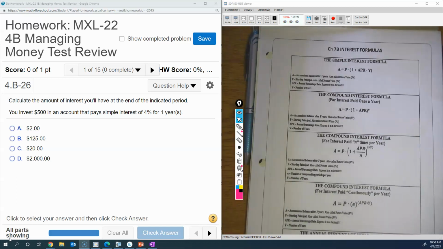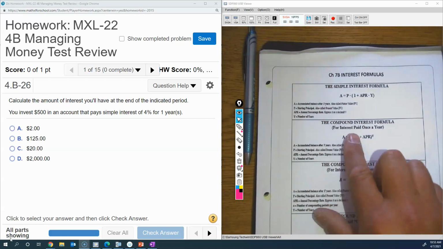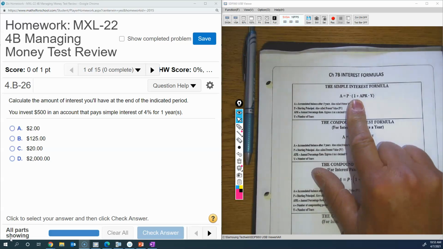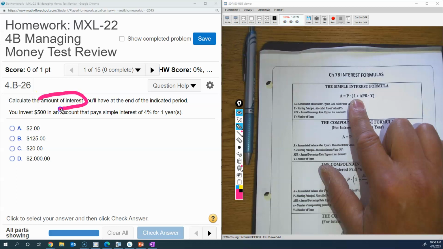Okay, it says calculate the amount of interest that you'll have at the end of the indicated period. You invest $500 and it pays simple interest for 1 year. So this formula that I'm pointing at gives you the accumulated amount, how much you end up with. This is just asking you for the interest, so once we're done, we're going to get our accumulated amount and subtract our starting amount, and that's going to be equal to our interest.